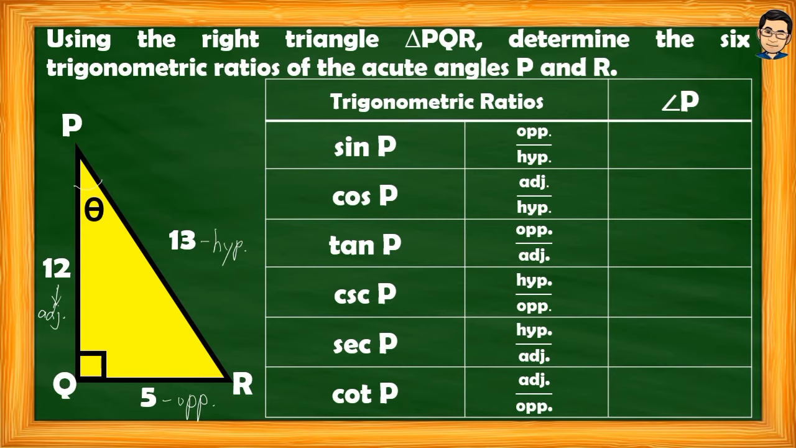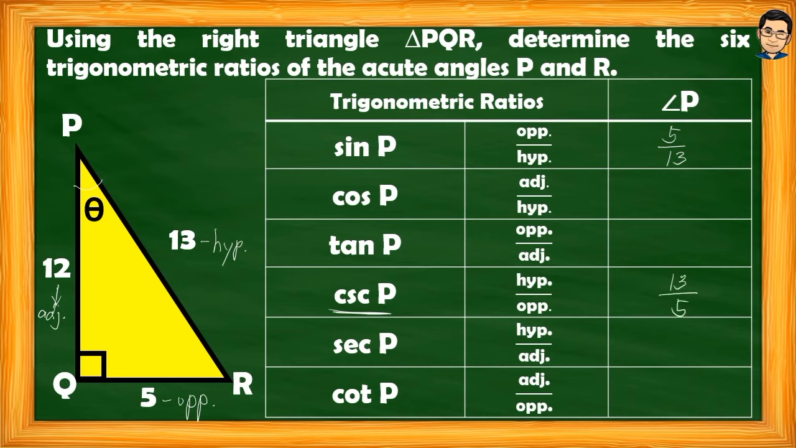So, since nakalagay naman, nasan yung hypotenuse, adjacent, and opposite, madali na lang natin malalaman yung ratio, yung sine P. Sine P, that is opposite over hypotenuse. Yung opposite side natin, ang sukat niya is 5. Yung hypotenuse naman natin is 13. That is why sine P is equal to 5 over 13. And then, yung reciprocal ng sine P is cosecant P, diba? That is hypotenuse over opposite. So, yung 5 over 13, magiging 13 over 5.